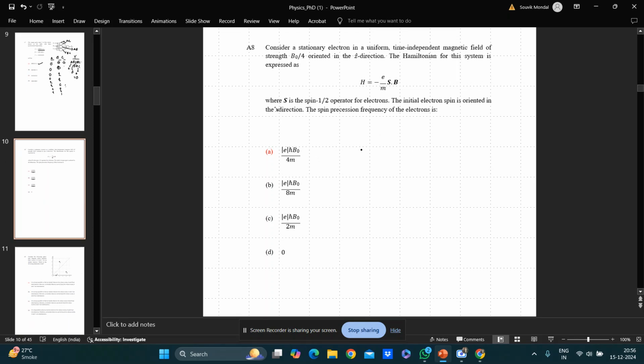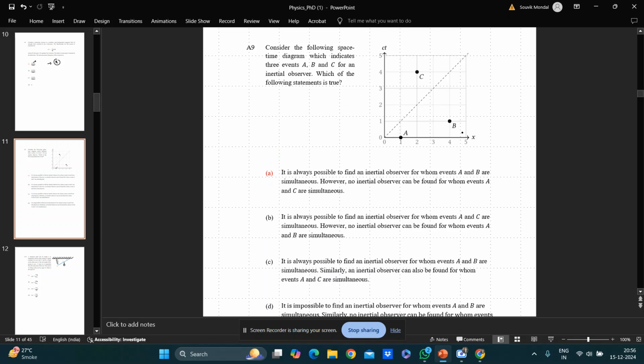This problem I have a bit of confusion because I didn't get the H cut. Okay. How they are getting this H cut, I don't know. So I am leaving this now. This is a diagrammatic question.